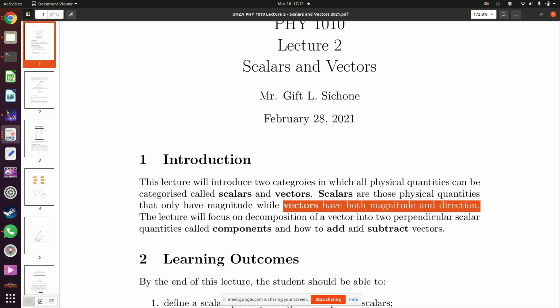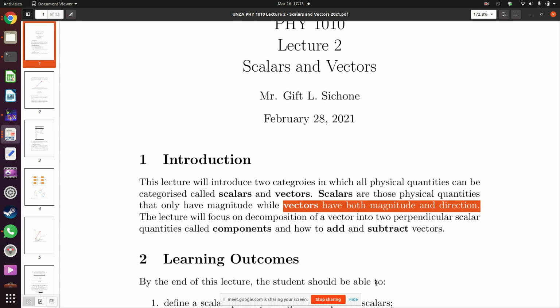Are we clear? What's the difference between distance and displacement? Displacement is distance in a specific direction. So if you cover a distance of 100 meters towards the east, that is what's called displacement. A displacement of 100 meters east. Distance does not have direction. That's one thing. Are we clear?